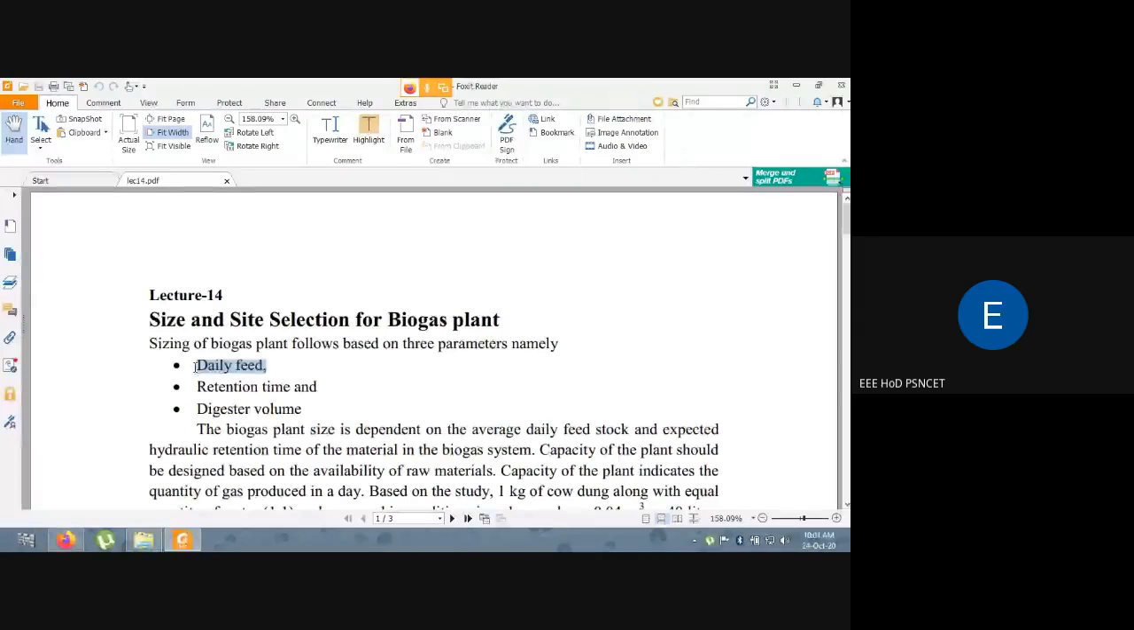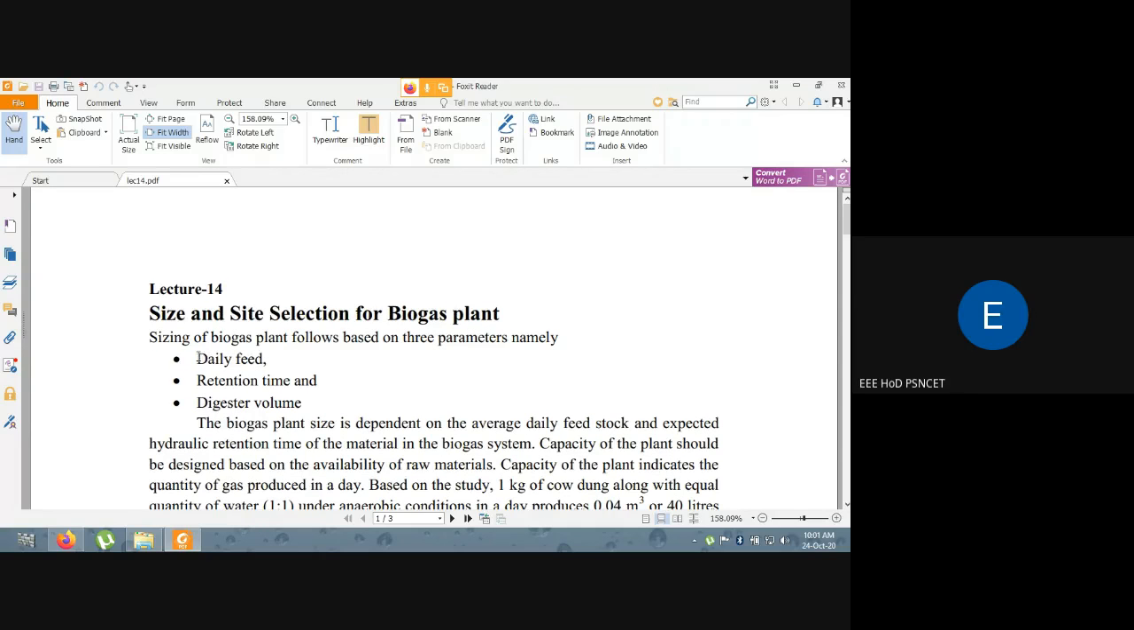Okay, so daily feed means how much input source we are going to apply to the digester. We have discussed earlier that we have a mixing unit. In that unit, the cow dung is mixed with the water, and then it will be applied into the digester.